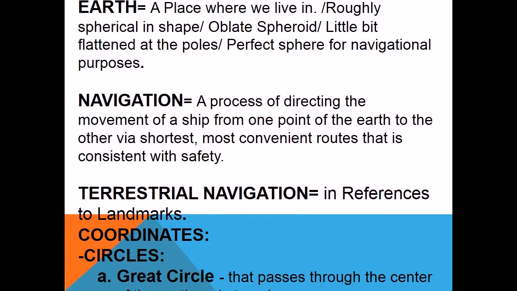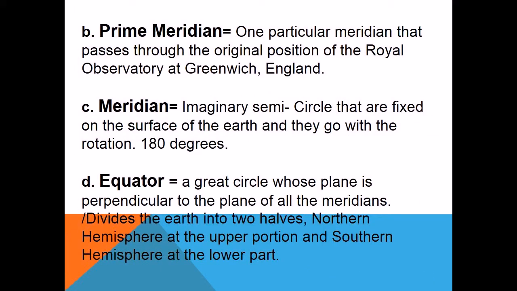Terrestrial navigation in references to landmarks, coordinates, circles. A. Great circle, a circle that passes through the center of the Earth, pole to pole. B. Prime meridian, one particular meridian that passes through the original position of the Royal Observatory at Greenwich, England.